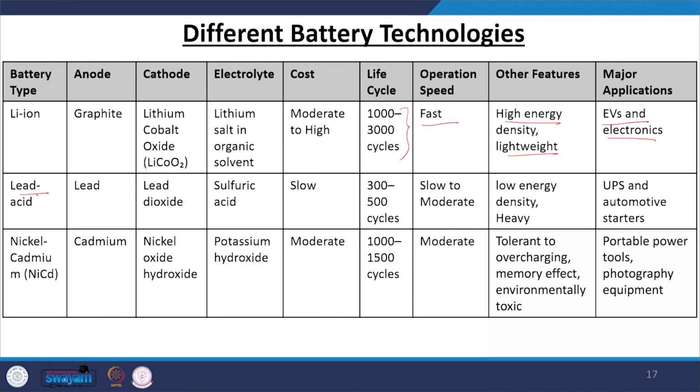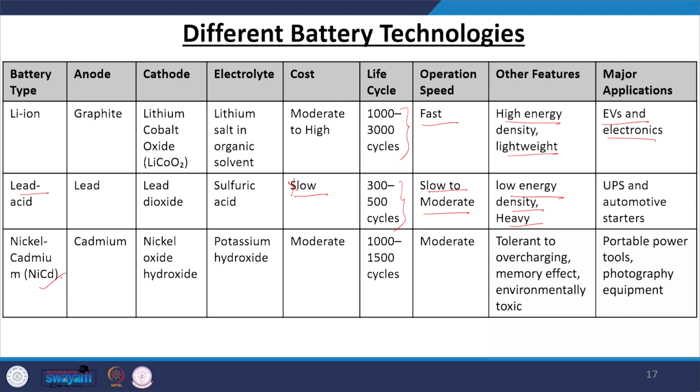Then you have lead acid batteries, which is very low cost, and life cycle is also very less. Obviously, if the life cycle is less, that means it is a low cost material. Operation is also slow and moderate. It is a low energy density and a very heavy one. So, lead acid is not very popular nowadays.